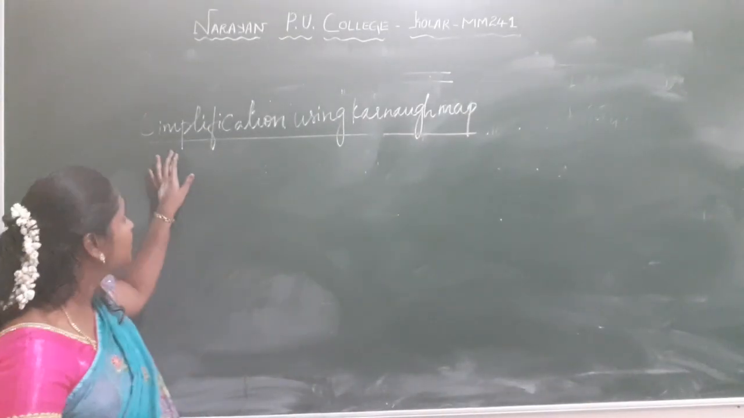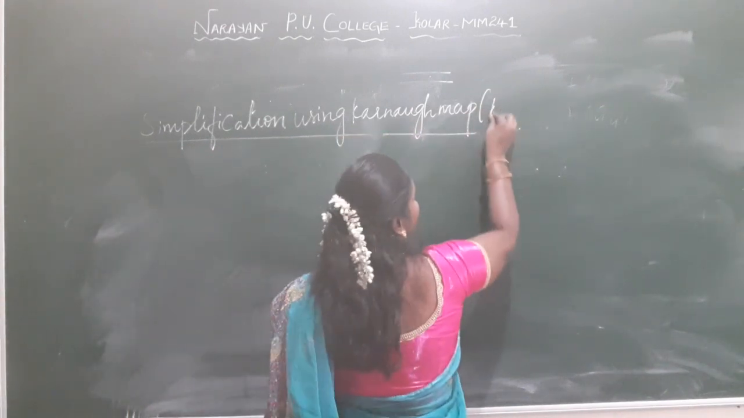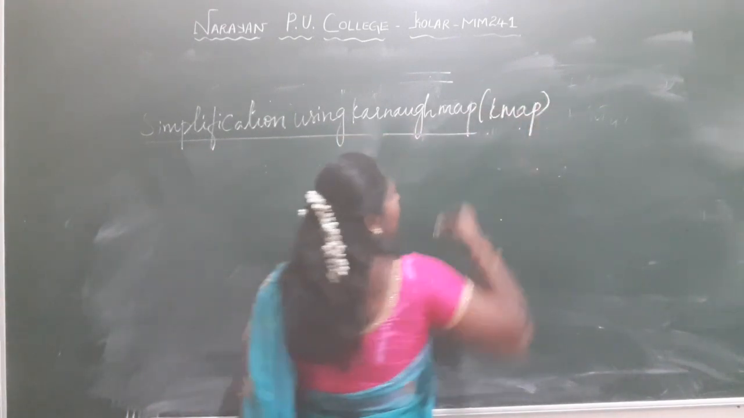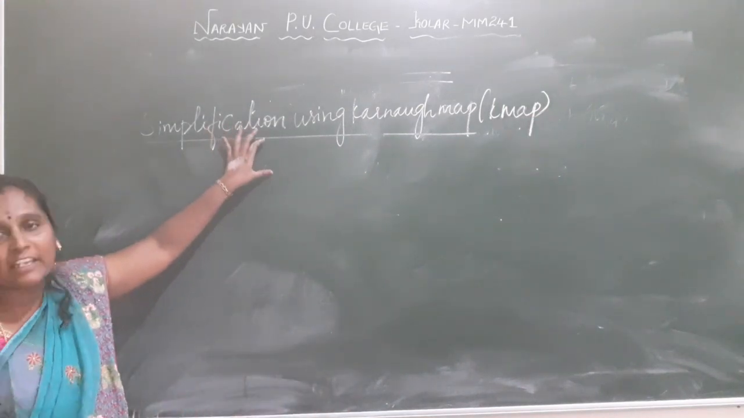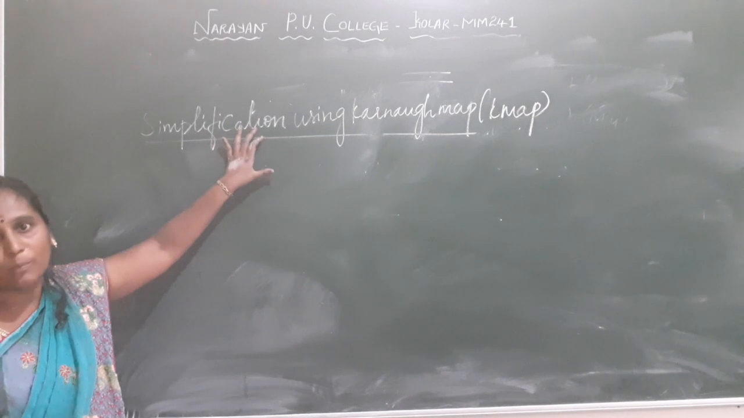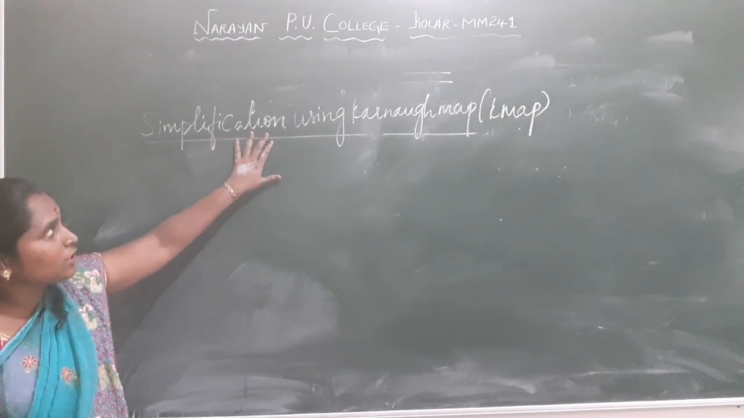Your next topic is simplification using Karnaugh map. This is also called the K-map. It is a very important topic in this particular chapter. It is the 27th question in your board exam paper, and it carries 5 marks. So concentrate on this particular topic.